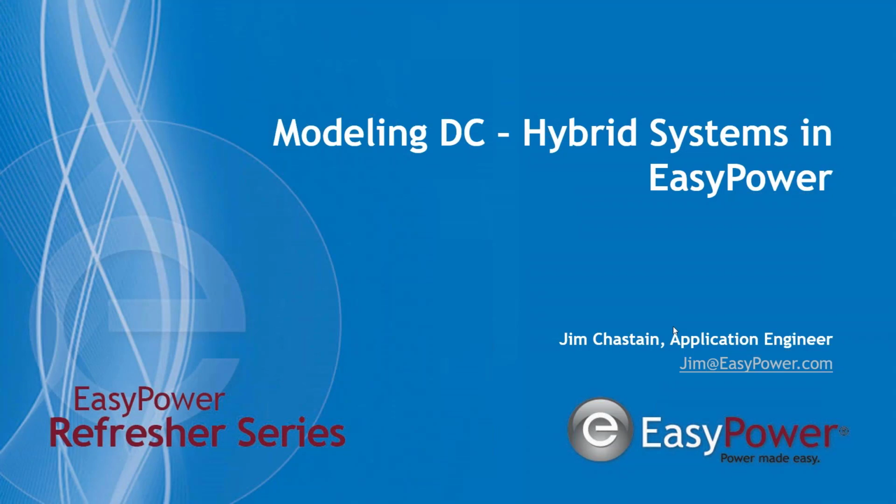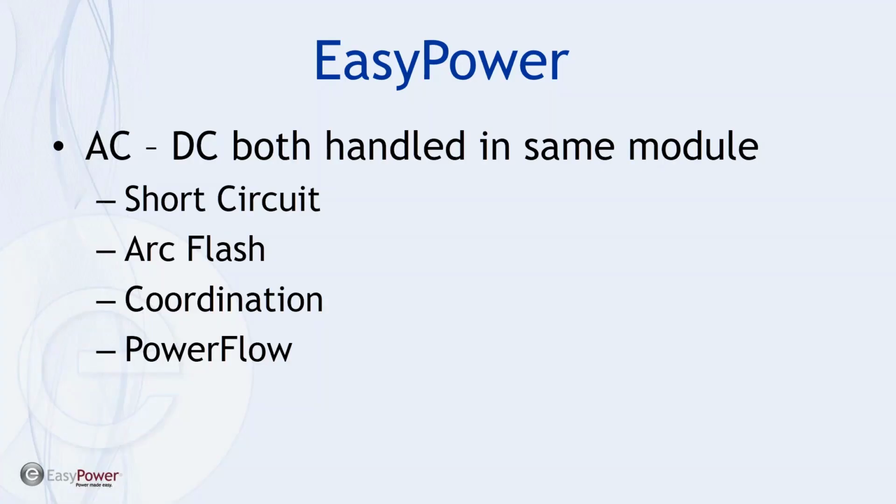Today we're going to talk about modeling DC hybrid systems in EasyPower, and the subject is significant in several ways. First of all, EasyPower models AC and DC in the same module, whether you're working on short circuit, arc flash, coordination, or power flow. But there are some elements that make the chore different than in a standard DC circuit.